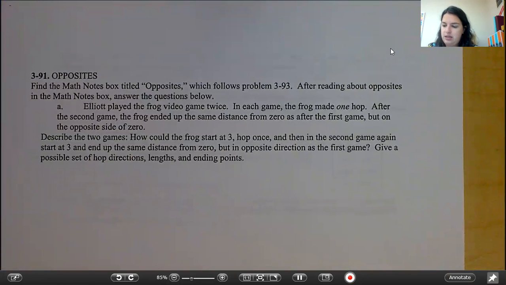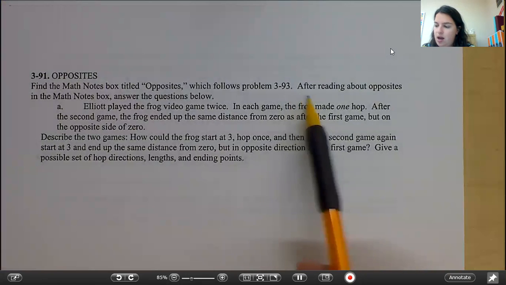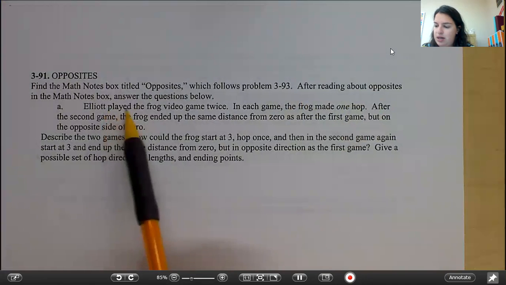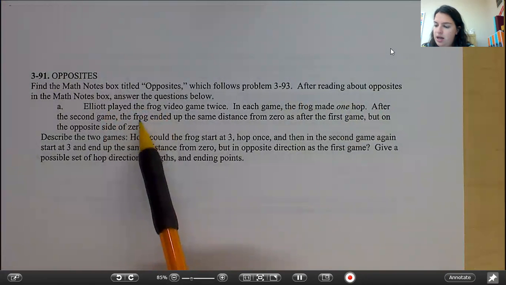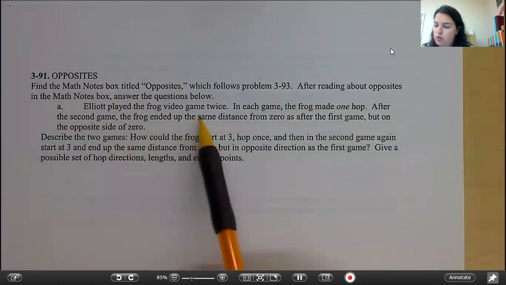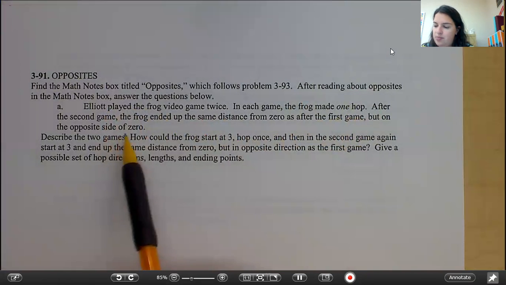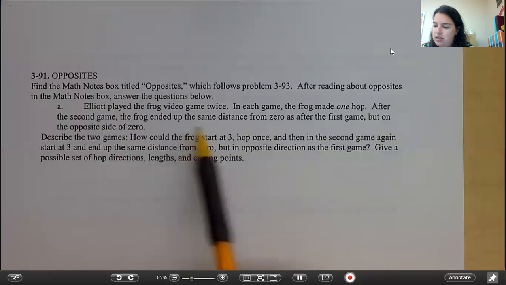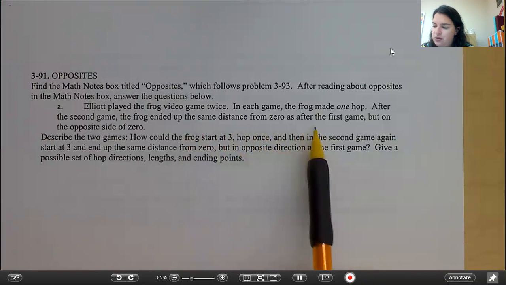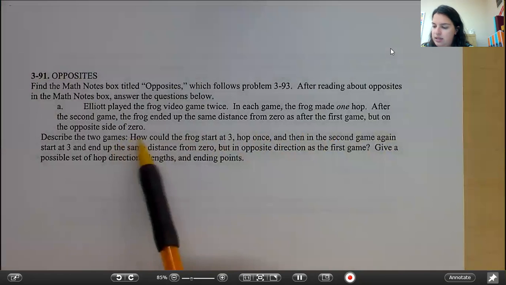391 says opposites. Find the math notes box titled opposites, which follows problem 393. After reading about opposites in the math notes box, answer the questions below. Elliot played the frog video game twice. In each game, the frog made 1 hop. After the second game, the frog ended up the same distance from 0 as after the first game, but on the opposite side of 0.